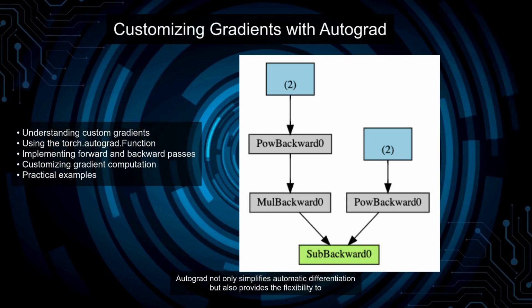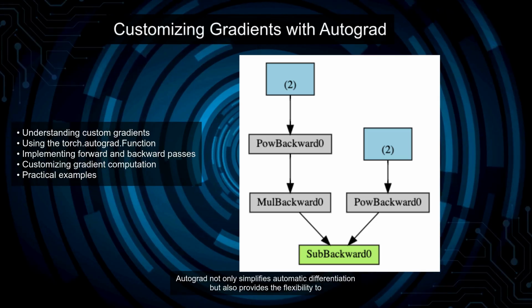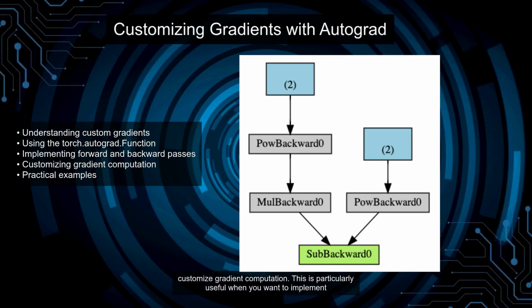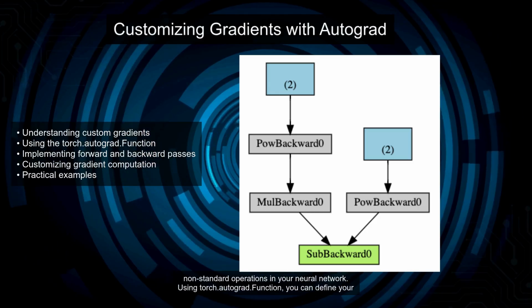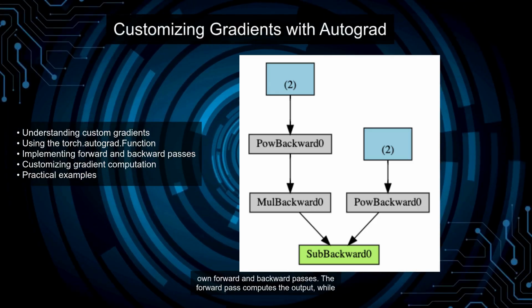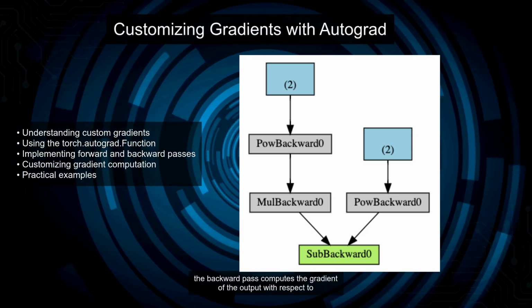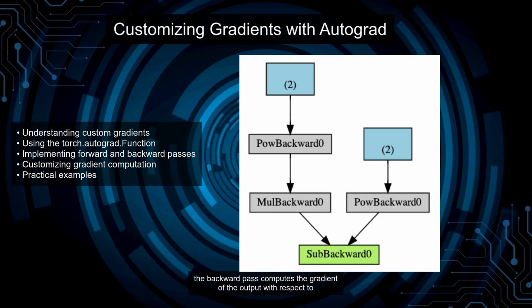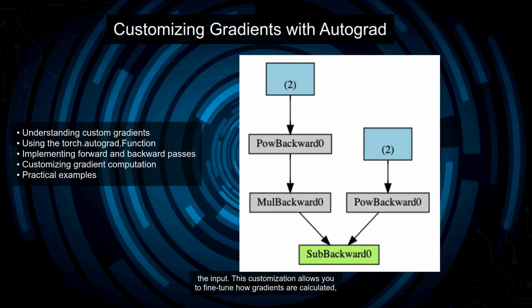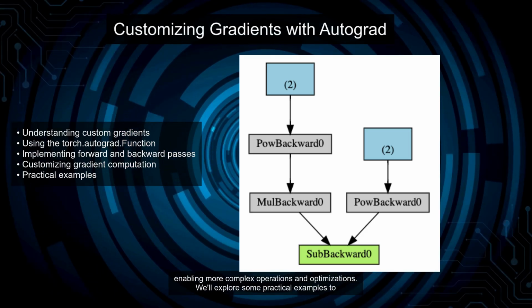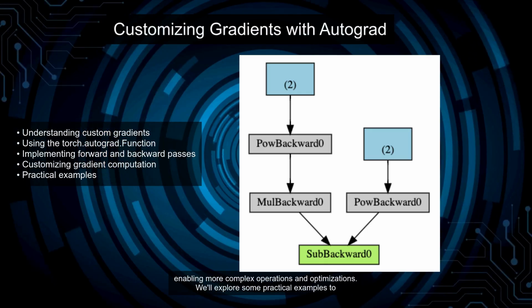Autograd not only simplifies automatic differentiation but also provides the flexibility to customize gradient computation. This is particularly useful when you want to implement non-standard operations in your neural network. Using torch.autograd.Function, you can define your own forward and backward passes. The forward pass computes the output, while the backward pass computes the gradient of the output with respect to the input. This customization allows you to fine-tune how gradients are calculated, enabling more complex operations and optimizations.